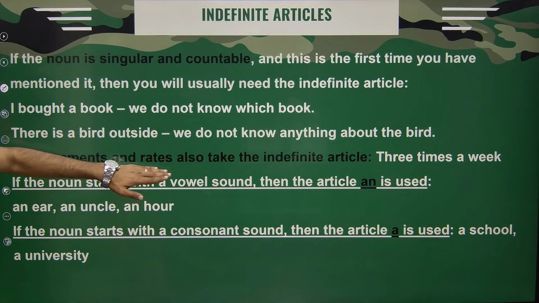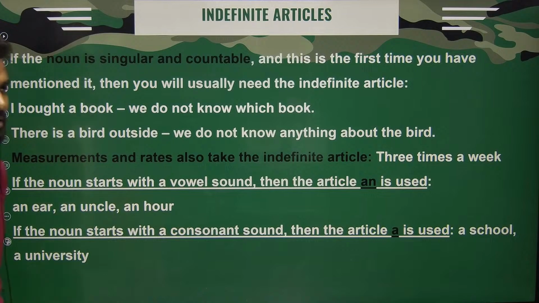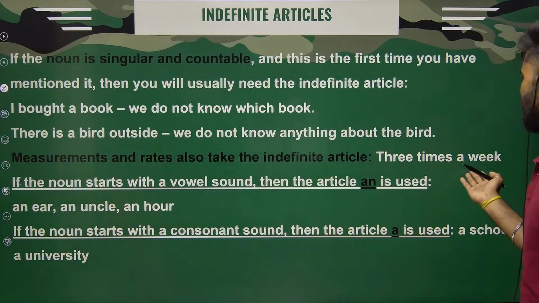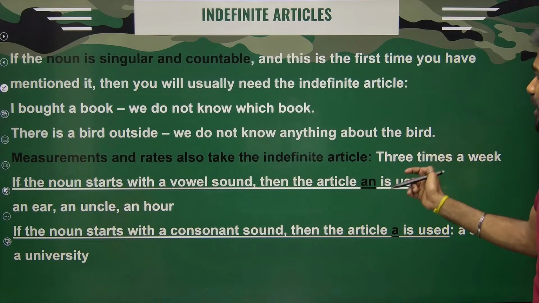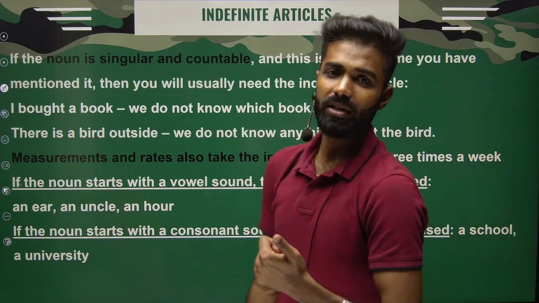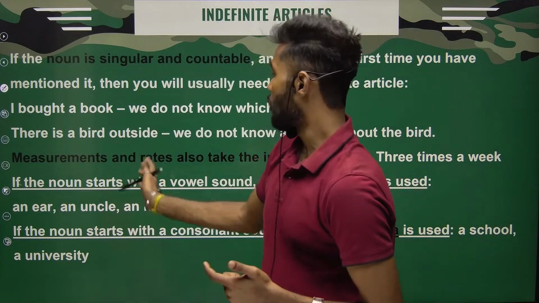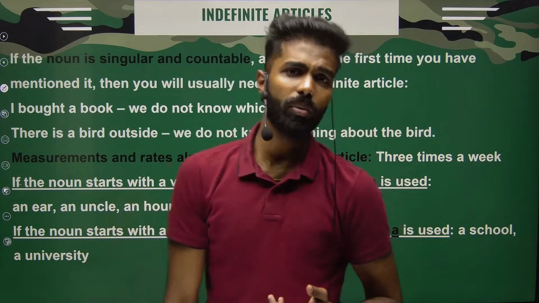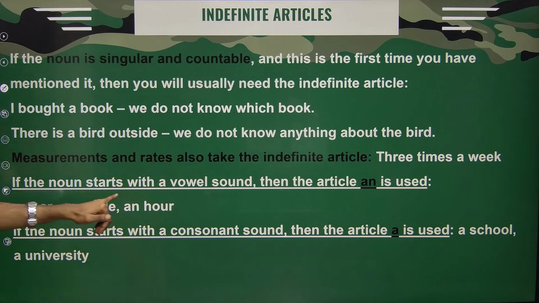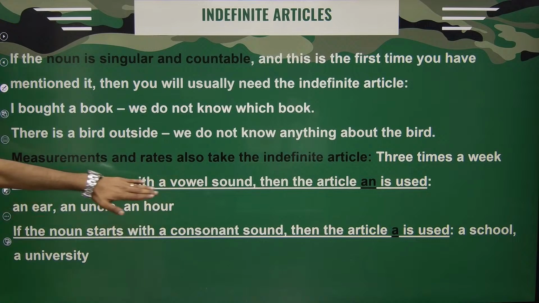Measurements and rates also take indefinite articles. What do you mean by measurements? For example, times of a week. Measurements means like 5 inches, 6 inches, 7 inches. All are your measurements, right? And what about rates? You can also talk about rates, like rupees or anything like that. If the noun starts with a vowel sound, then the article a or an is used. All right, let us leave this one.